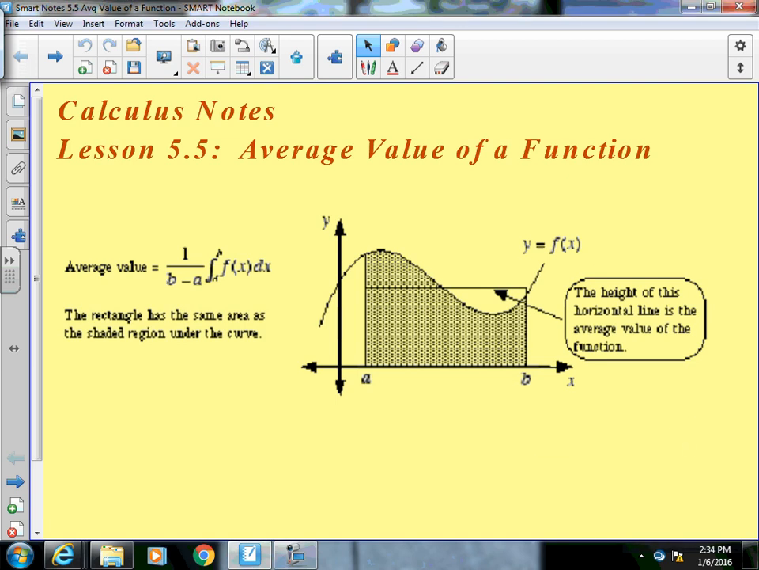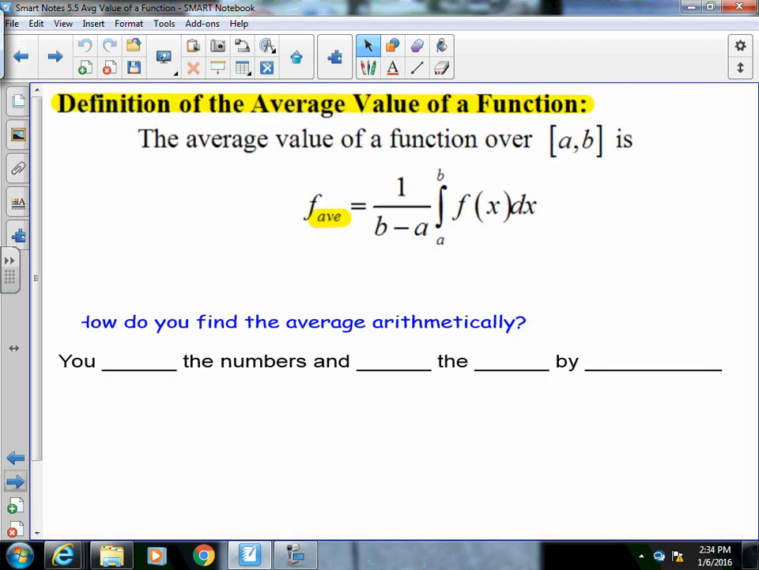Today we're going to talk a little bit about average value. The average value of a function over [a, b] is found by 1 over b minus a times the integral from a to b of f of x dx. So we take into consideration how wide the domain is, and we give you that formula right here.